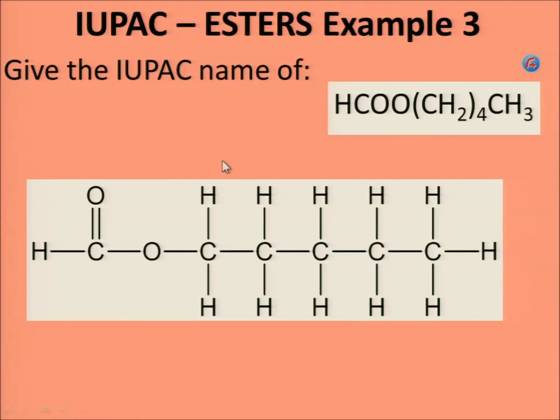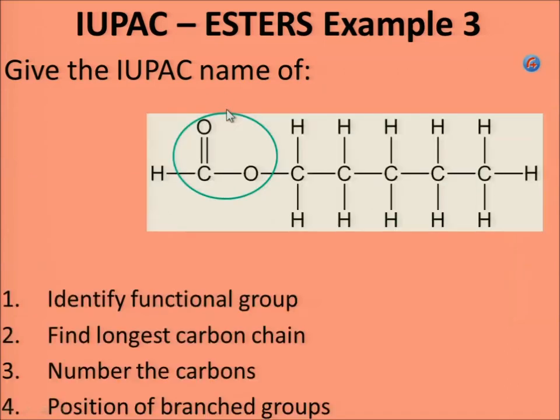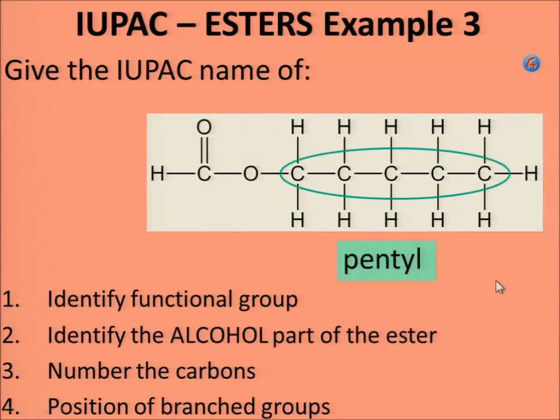Therefore, you have an HCOO, which means you have a hydrogen, a carbon with a double bond to an oxygen, bonded to another oxygen, and then you have 4 CH2 groups, 1, 2, 3, 4, and a CH3 group. And this is your ester moiety. The next step is to identify your functional group. If you see a carbon double bond oxygen with another oxygen bonded to a carbon, you know this is an ester. Now you find the longest carbon chain.